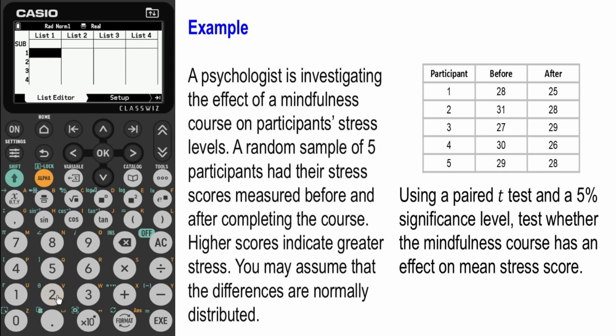Let's go to the statistics application. Here we will enter the before data. We have 28, 31, 27, 30, 29. In list 2, we will enter in the after data. We have 25, 28, 29, 26, 28.